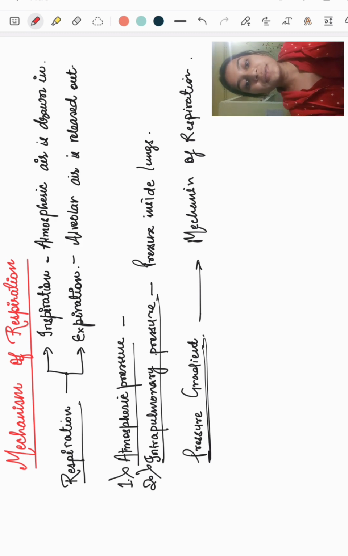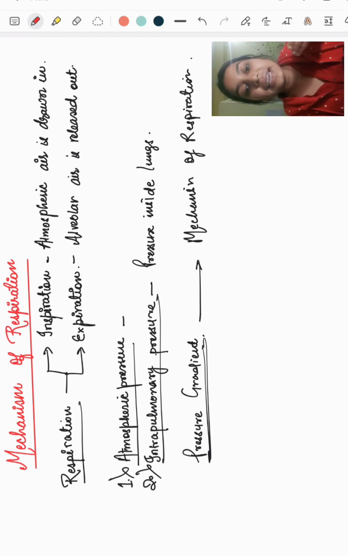So today I'm going to give you a brief concept about the mechanism of respiration. We all know that we have two lungs which are responsible for the respiration. Respiration is composed of two processes. The first one is inspiration and the second one is expiration. What is inspiration? जब हम लोग सांस लेते हैं, that is when the atmospheric air is drawn in our lungs, that is our inspiration. And what is expiration? When the alveolar air is released out, that is the expiration.